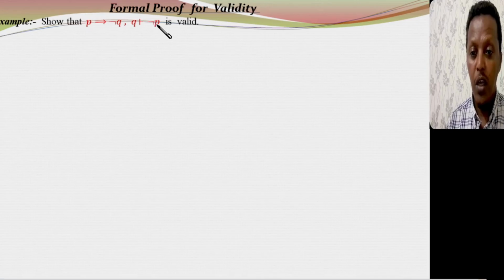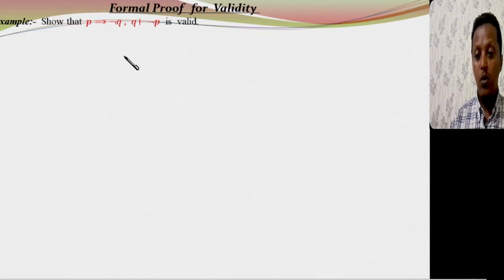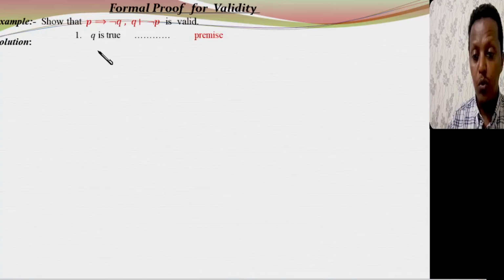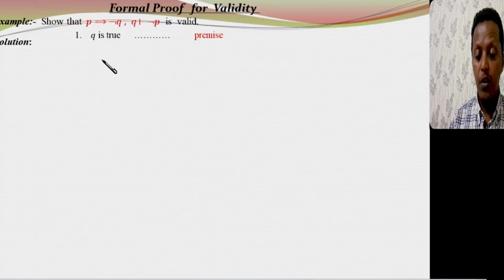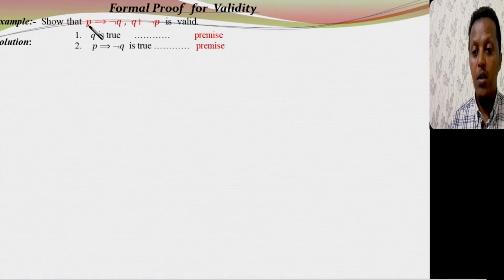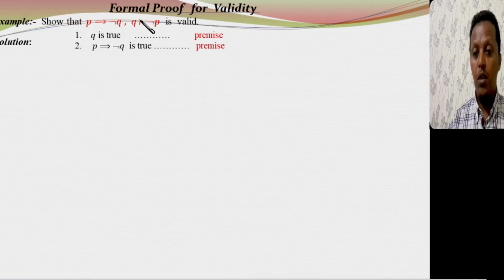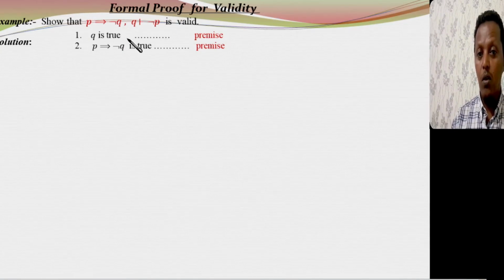Show that P implies negation Q, the first premise, and Q, the second premise, therefore the conclusion negation P, is valid. So if negation P is true whenever the two premises are true, then the argument is valid. Without any question, we start by assuming the two premises to be true. First, Q is true because Q is a premise. Second, P implies negation Q is true, because it is a premise. So in the formal proof method, you always start by assuming the given premises to be true.